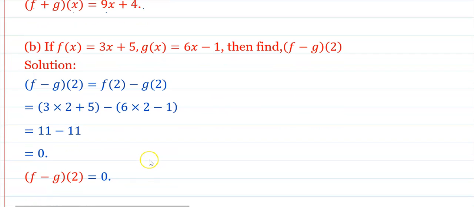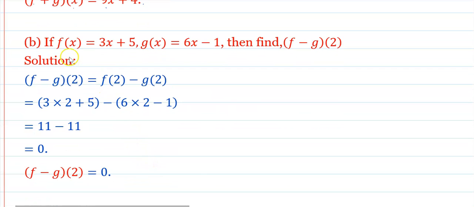Okay. Next, b घेणार आपण यामध्ये. If f of x is equal to 3x plus 5, g of x is equal to 6x minus 1, then find (f minus g) at 2. Okay, (f minus g) at 2 means what? f of 2 minus g of 2. But what is f of x? f of x is 3x plus 5. म्हणजे x is replaced by 2.